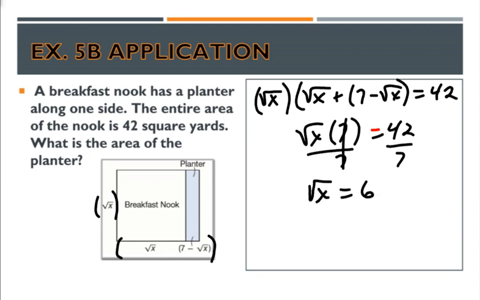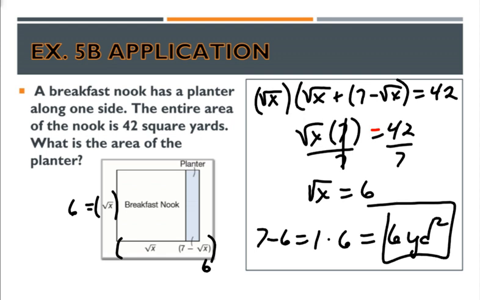So we don't have to square both sides, because if the square root of x is 6, I can put 6 in for wherever I see a square root of x. So this is 6, this is 6. So to find the area of the planter, I have 7 minus 6, which equals 1. And I need to multiply that by 6. 1 times 6 will give us 6 square yards. And that would be your area of the planter.